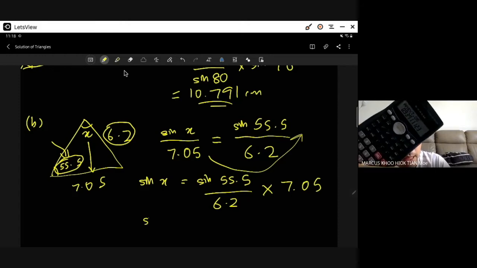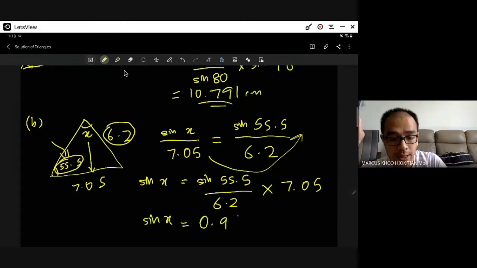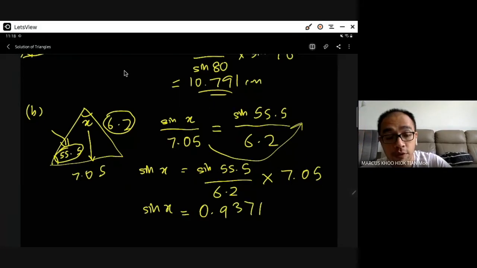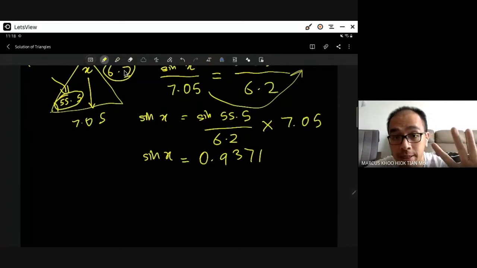So you write sine X equals 0.9371. Use 4 decimal places if it is not the final answer. Only the final answer you give 3. But the question says find the value of X, not find the value of sine X.